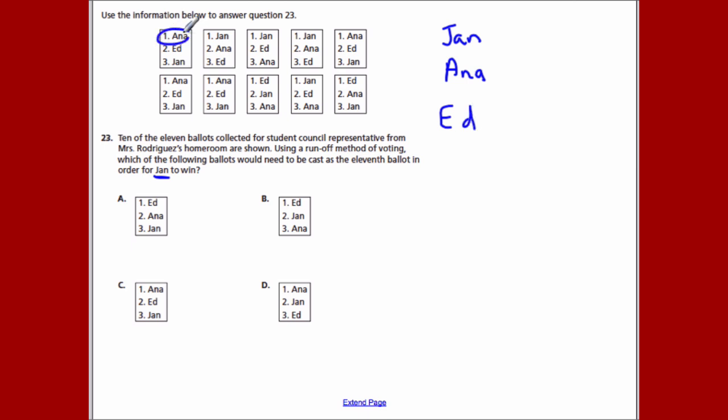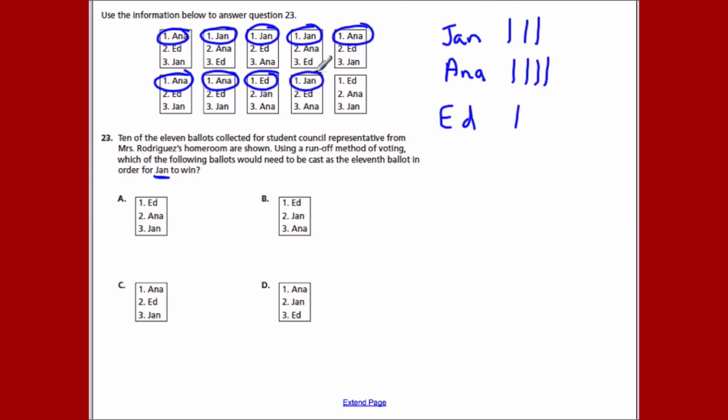In this one, it's Anna, so Anna gets a ballot. In this one, it's Jan, so Jan gets a ballot. In this one, it's Jan again, so Jan gets another ballot. Jan for a 3rd time, so 3rd ballot. Anna gets 1. Anna gets another. Anna gets another one. Ed gets 1. Jan gets another one. And Ed gets another one.